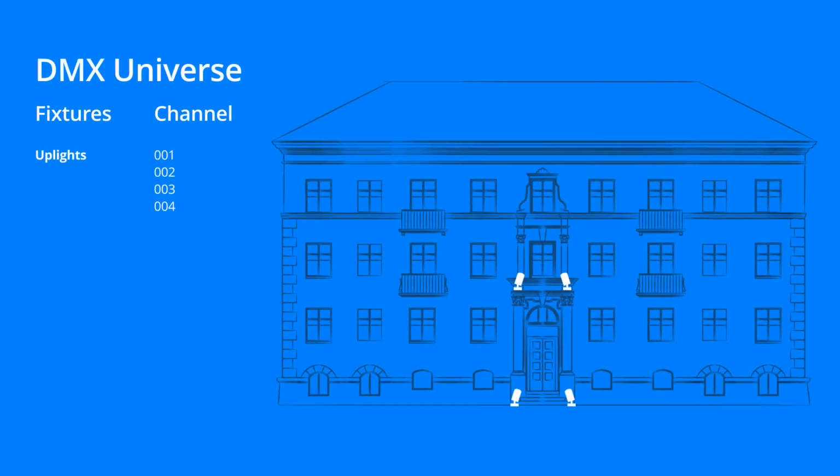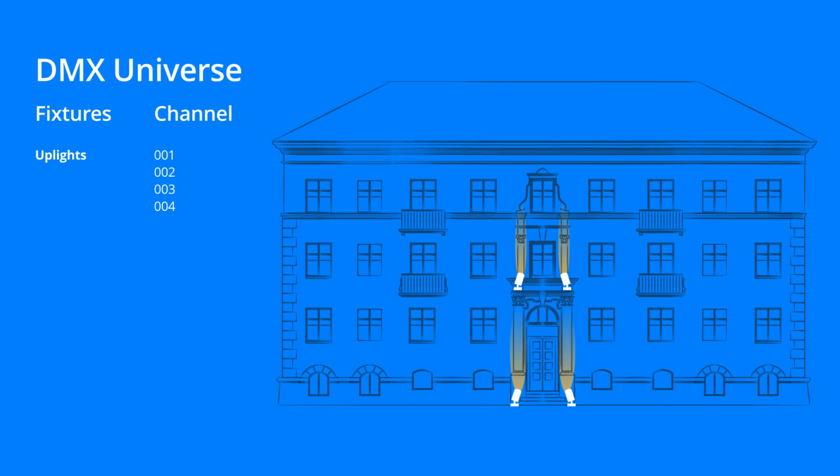We're starting with our uplights at address 1. The 4 uplights in our installation will always do the same thing, so we set them to share the same start address. The mode we've chosen for these fixtures has a footprint of 4 channels, so the next available start address is 5.